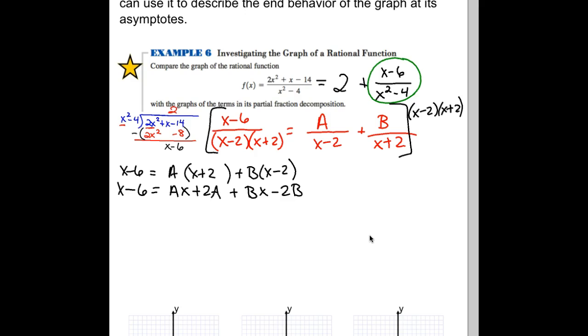All right, so where are my x's? I have a of them and b of them. So a plus b has to equal 1. And my constants, I have 2a minus 2b of them. And it has to balance with negative 6. This is a pretty small system. We should be able to do this algebraically, just as fast as putting it in matrix format.